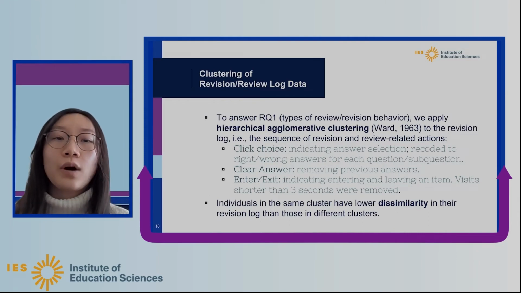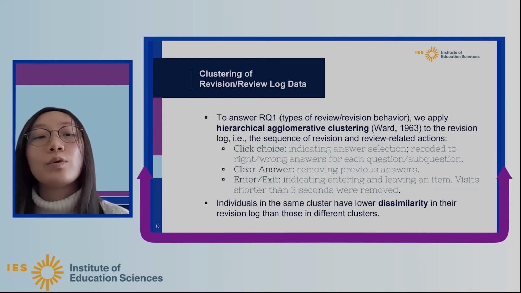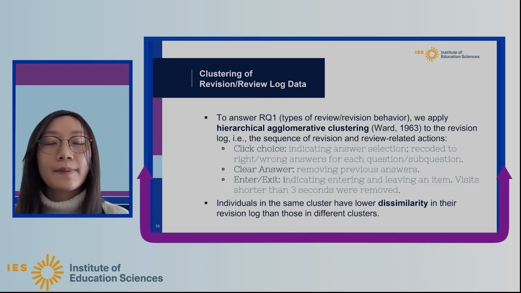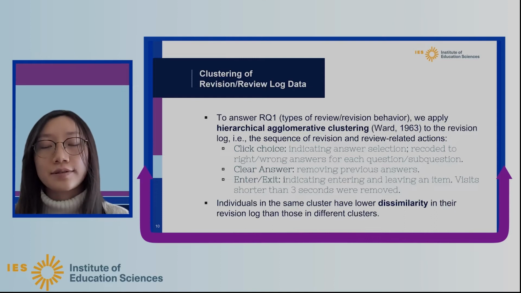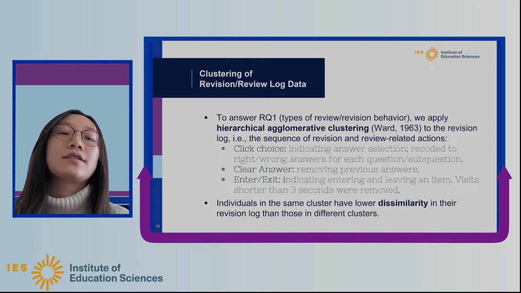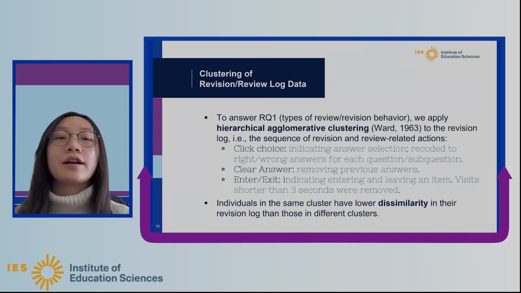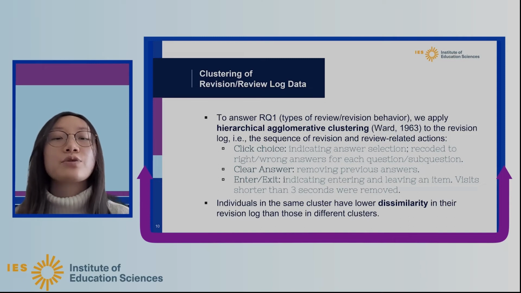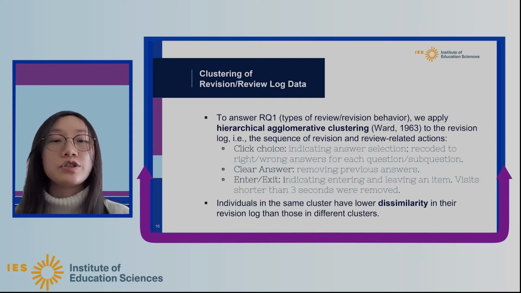To answer RQ1, which is identifying the types of review and revision behavior, we will apply hierarchical agglomerative clustering to the revision log data. In other words, the sequence of revision and review related actions. These action sequences can contain actions related to clicking choices, either on the entire item, clicking different kinds of choices that are correct or incorrect, or clicking choices in each of the parts, because some of the questions have multiple parts and the student needs to click choices in each part.